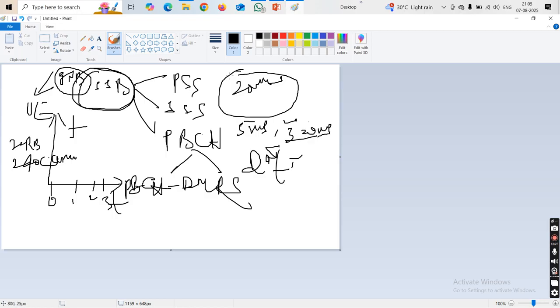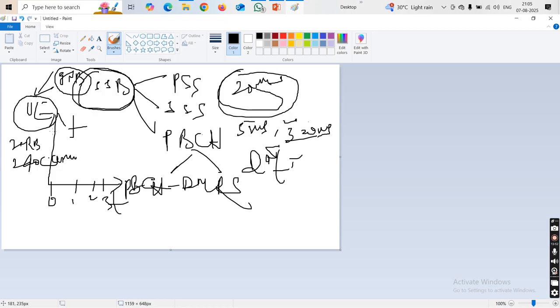But the default setting is 20 millisecond, which is what 3GPP has recommended, and every vendor follows that. Within this 20 millisecond repetition goes. So every 20 millisecond the gNodeB is sending the SSB, and now it is the UE's responsibility to scan this.